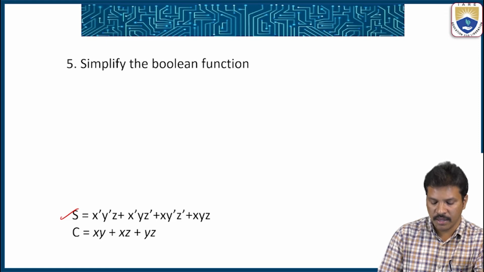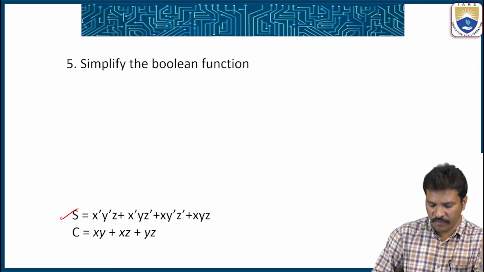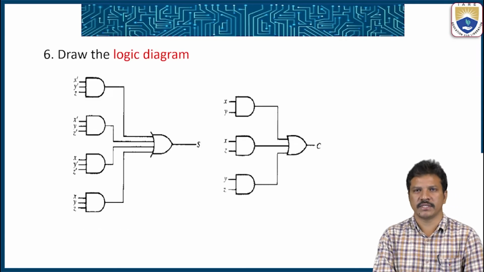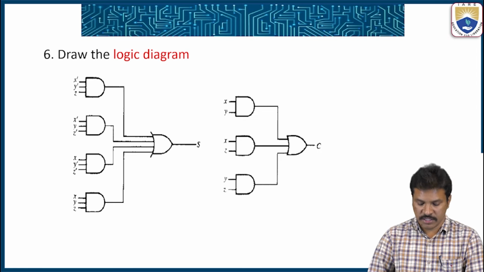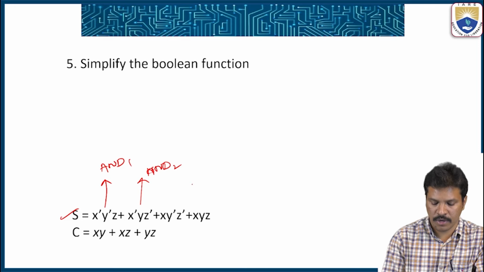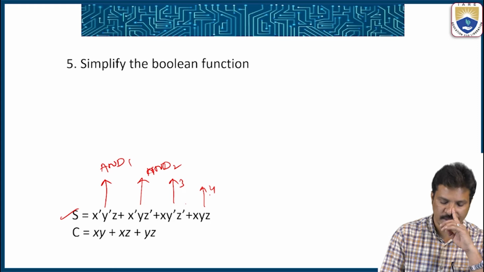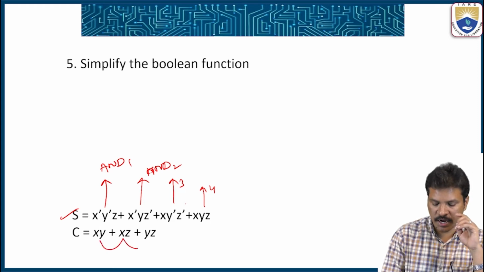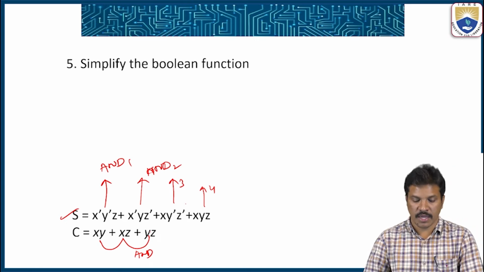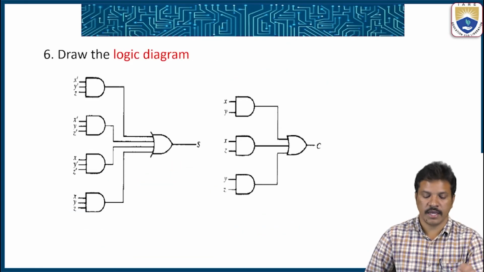So this can be implemented. This is the simplified Boolean function. This simplified Boolean function can be implemented with the help of logic gates. So in this case, this is one AND gate, 2, 3, 4 AND gates, which are combined into one OR gate. Here also, these are the AND gates. These AND gates are combined with a single OR gate. In this way we can draw the logic diagram.